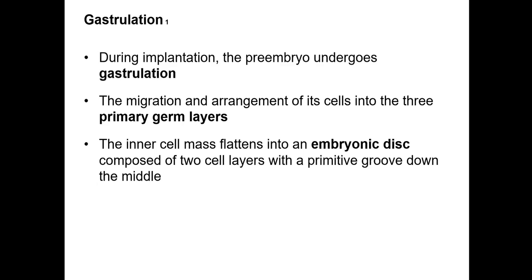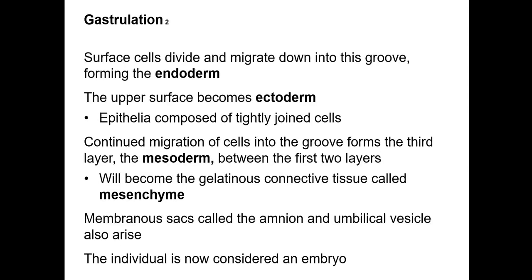Now, gastrulation will occur during implantation. This is when that pre-embryo is still going through rounds of cell division. Those cells are starting to migrate and arrange themselves into 3 primary germ layers, which I showed you earlier. You have that ectoderm, mesoderm, and endoderm. Now, that inner cell mass will develop into what's called an embryonic disc, which is going to consist of 2 cell layers with a nice groove running right down the middle.